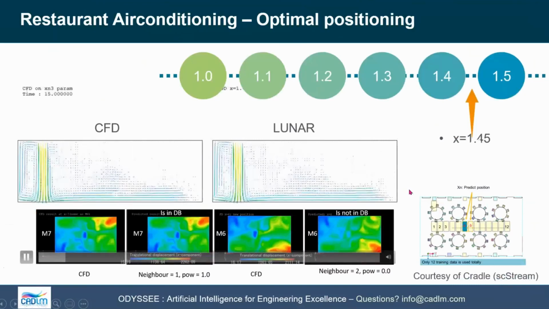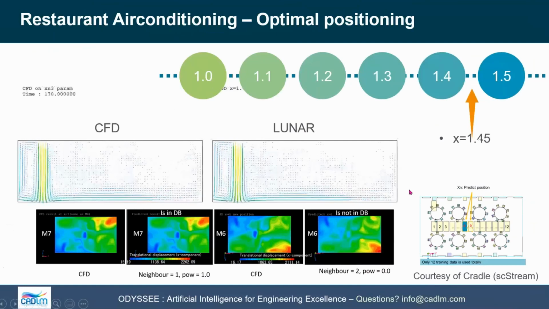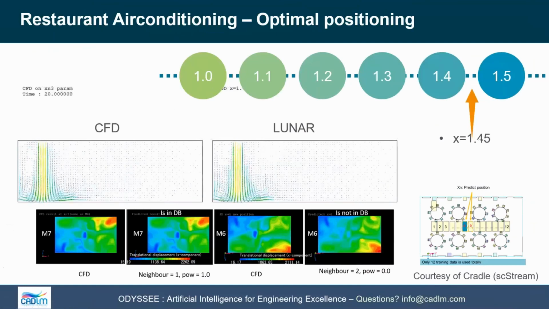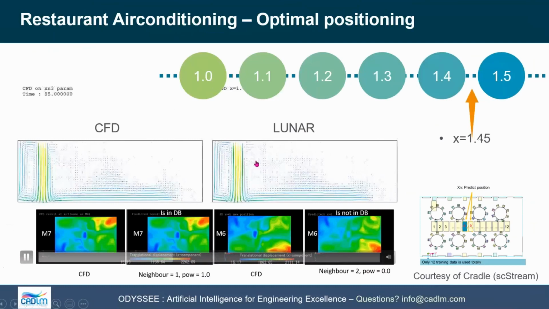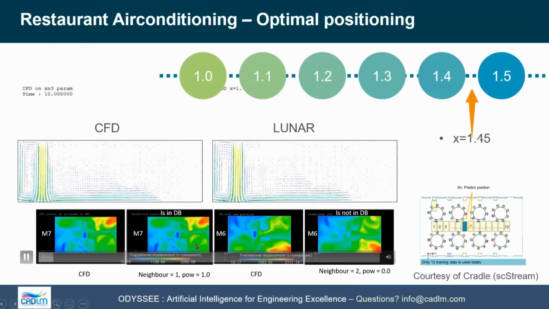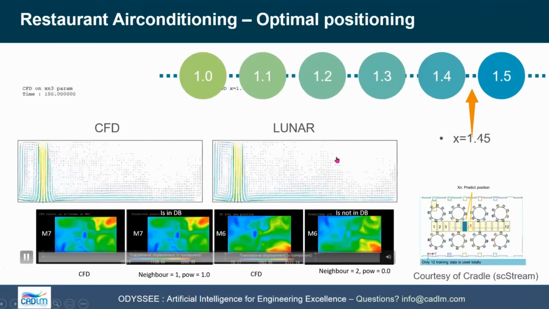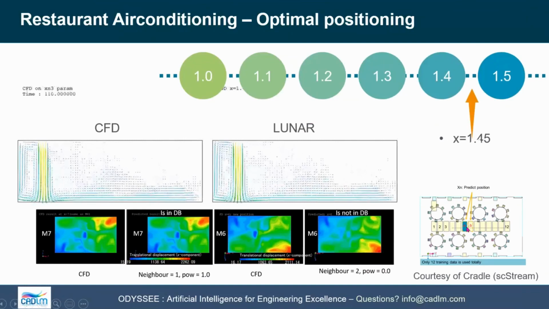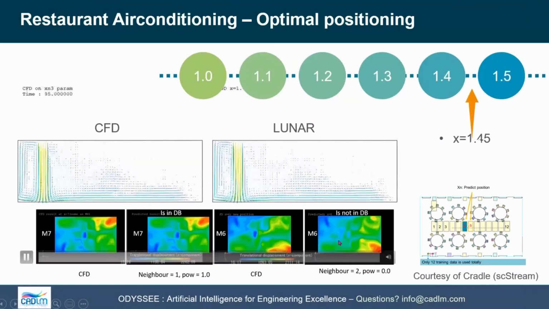evolution of the air. This is simulated, calculated by Lunar. This is the CFD itself. This takes hours, of course, on multiple cores. This is instantaneous. And here you can see, once I have that, we have validated it for 2 cases, for example, 6 and 7, A and B. So we have validated whether the prediction there is good.